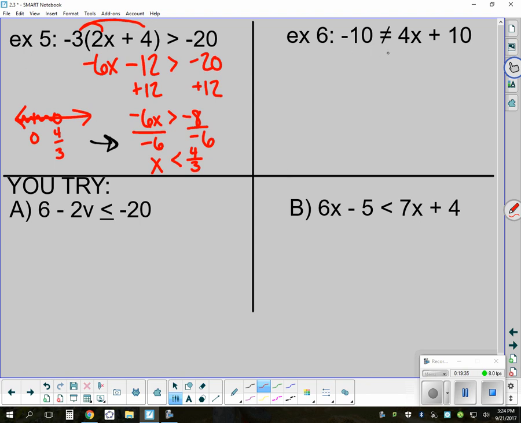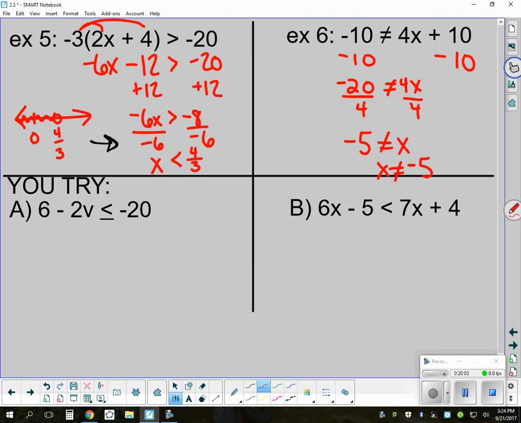Okay, number 6, we have a not equal to sign. You're still going to solve it just like you would solve any other equation or inequality. Subtract 10. We get negative 20 is not equal to 4x. So I'm just bringing that sign down. Then I'm going to divide by 4, and I get that -5 is not equal to x. Or in other words, x is not equal to -5.